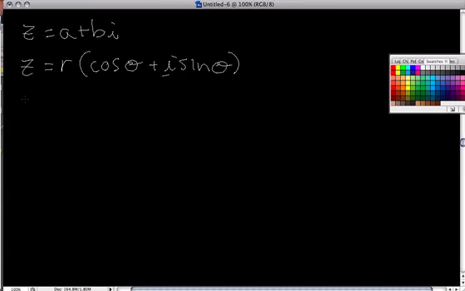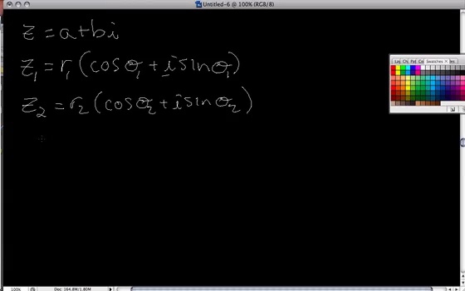So we're going to be multiplying two of these complex numbers together, which we're going to represent both with the letter z. To make it easier to tell the difference, we're going to mark them with a subscript. So this will be z sub 1 with r sub 1 and theta sub 1, and this will be z sub 2. Okay, and we're going to see what happens when I multiply these two together.